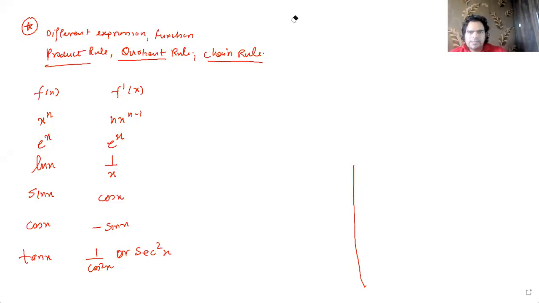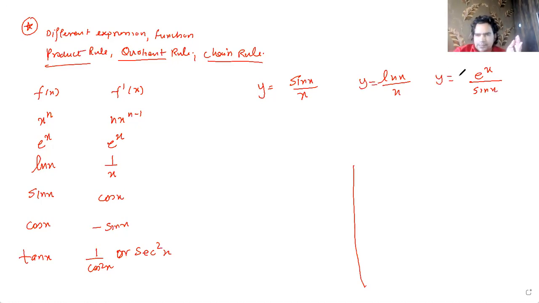So the quotient rule is basically like how we had got the product of two functions and we were doing the derivative for it. Now the quotient rule is the same way if you have division of two functions. Like for example, if my function is sine x over x, or ln x over x, or e to the power x over sine x or vice versa. So how do we do the derivative for this case? Now, we have something called the quotient rule.